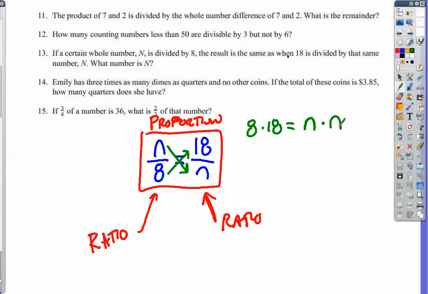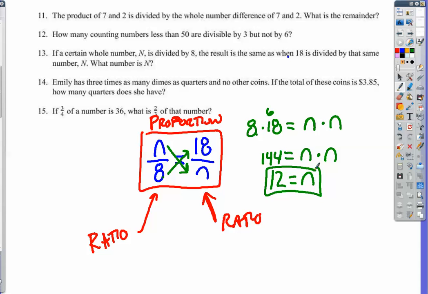Well, what is 18 times 8? Let's go ahead and do that. So 8 times 8 is 64, carry the 6. 8 times 1 is 8, plus 6 is 14. So we have 144 is equal to a number times itself, also known as n squared. Well, what number times itself is equal to 144? 12. So that means n must equal 12.